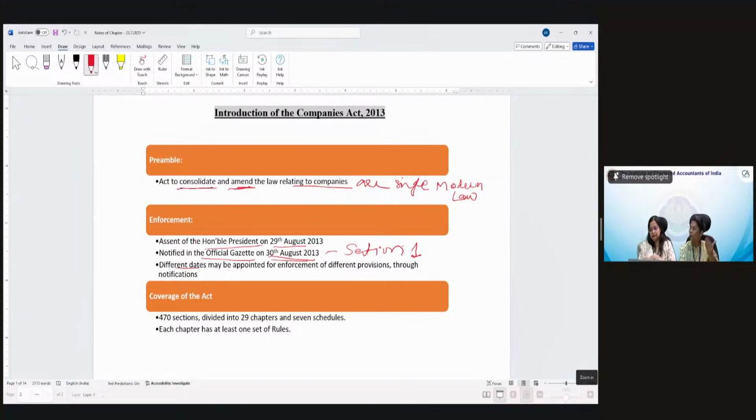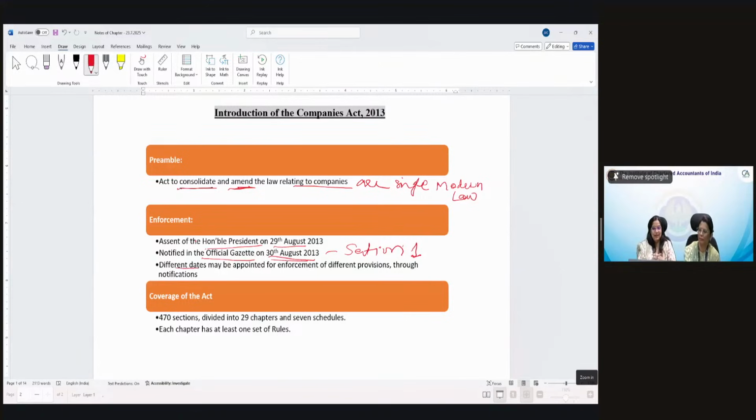Then later on, through 2 different notifications, they came out with the enforcement of different provisions in a phased manner. So this was the thing. And as of now, most of the sections of the Companies Act are being enforced. Few are left, and a few have been repealed. So out of 470 sections, you may get confused whether they are notified or not.